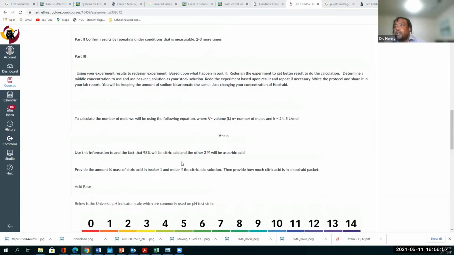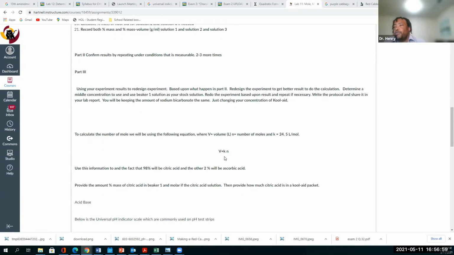I'll show you. So you have the volume. You're going to basically use this equation to calculate the number of moles. N represents the number of moles, V represents volume, K represents a constant.